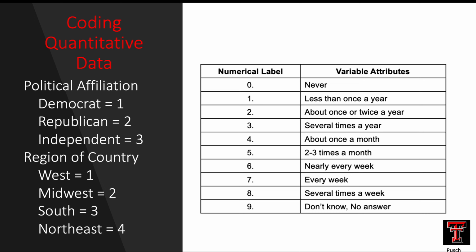Okay, so again, coding quantitative data, we generally use numbers. So maybe for political affiliation, we say 1 is a Democrat, 2 is Republican, 3 is independent. This works for categorical variables, which both of these are, political affiliation and region of country. And when we're doing ratio level variables, we'll generally use just the number. So if it's how many crimes committed in the past year, 0, 1, 2, 3, 4, those are the numbers that we're going to use in the codebook.